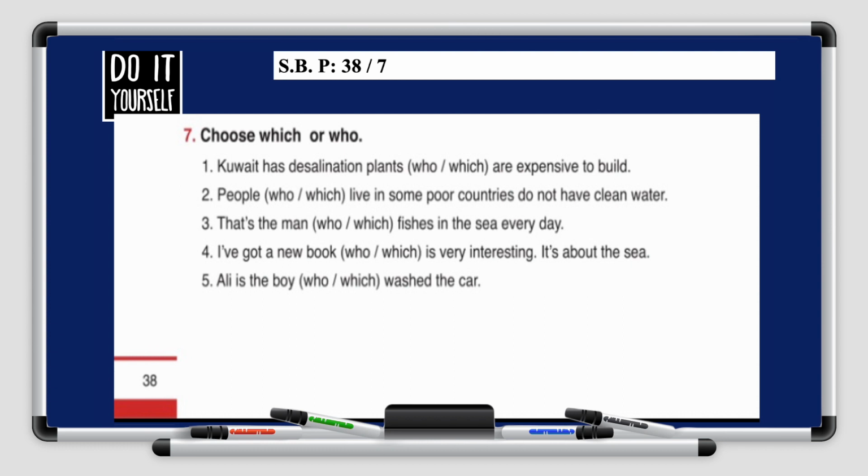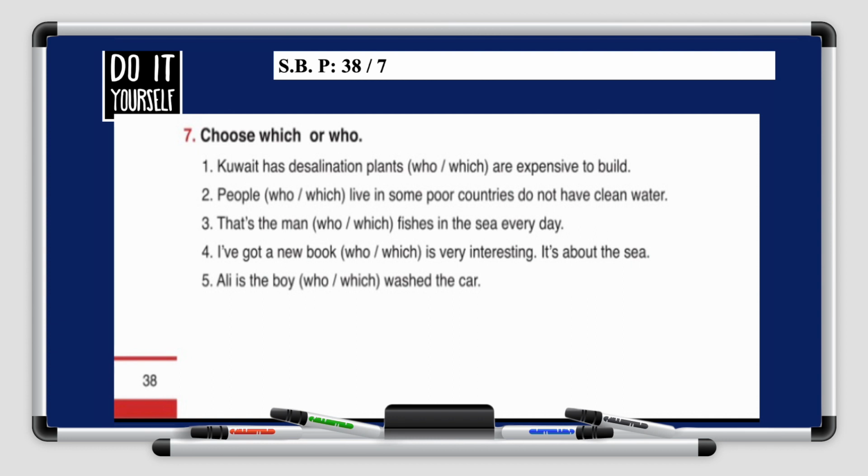Again, who is for people, which is for things or animals. People live in some poor countries. People. So with people, we're going to use who. People who live in some poor countries do not have clean water. 3. That's the man which fishes in the sea every day. The man. The man is people, and with people, what do we use? We use who. So that's the man who fishes in the sea every day.